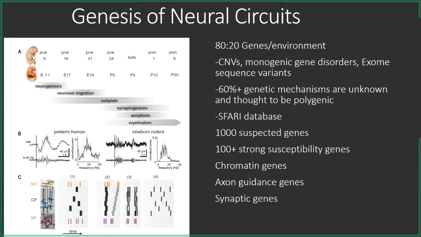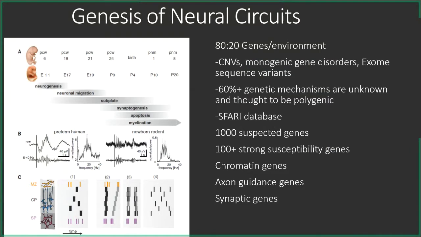But in total, our hit rate is probably no more than 40 to 50%. So 60% of the genetic mechanisms in autism and probably in many other different diseases are probably the effect of common genetic variants of low effect size, and thus all those together become a polygenic impact.